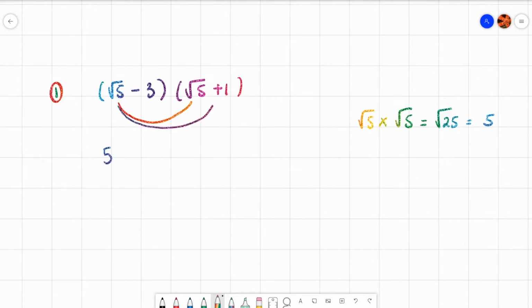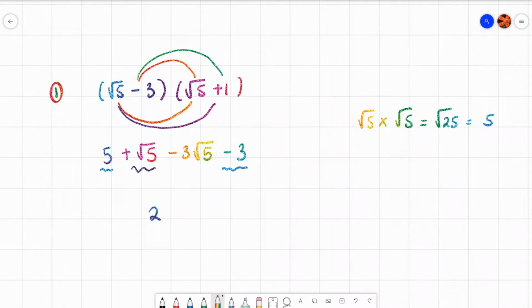Then square root of 5 times 1 is just plus square root of 5. Minus 3 times root 5 is minus 3 root 5. Remember, think of it as minus 3 times x. That would be minus 3x, wouldn't it? But this time we've got minus 3 times root 5. It would be minus 3 root 5. And then minus 3 times positive 1 is minus 3. Okay, well, I could do 5 take away 3. That's 2.